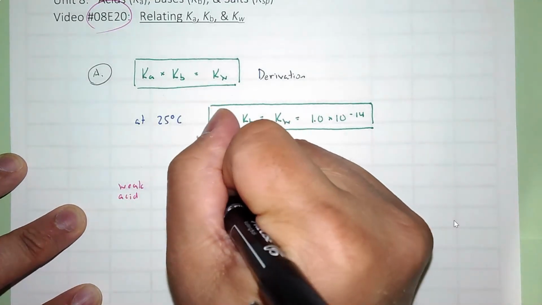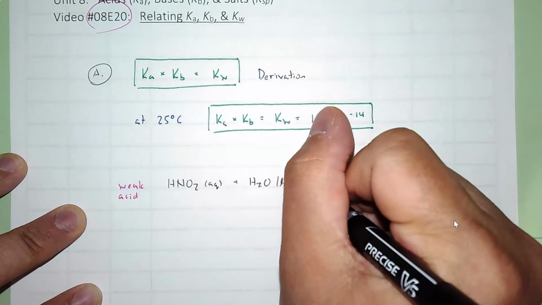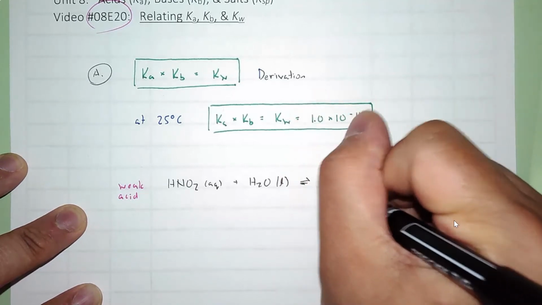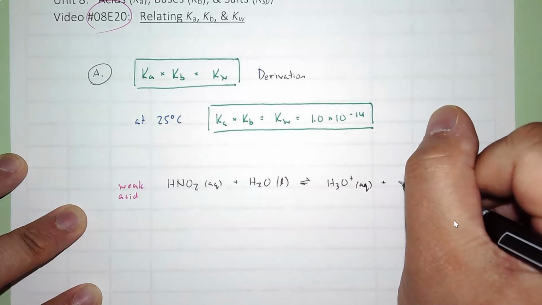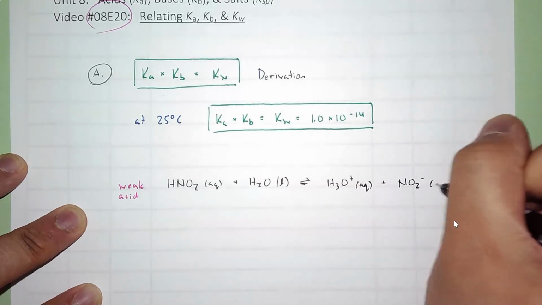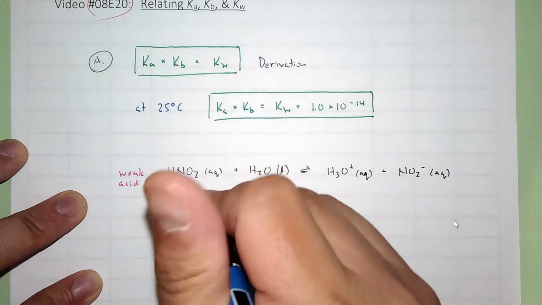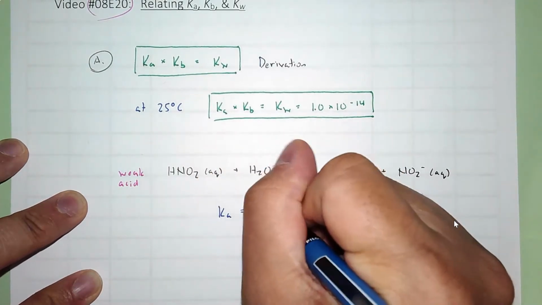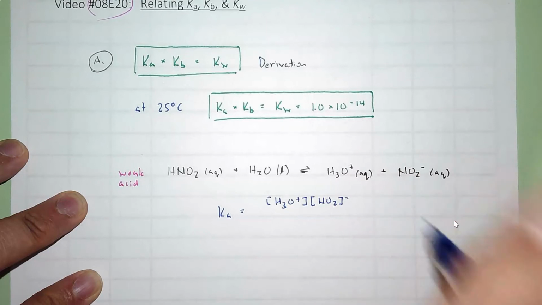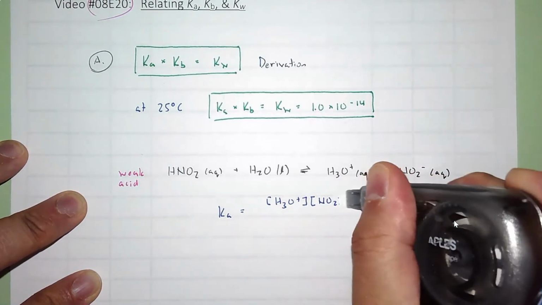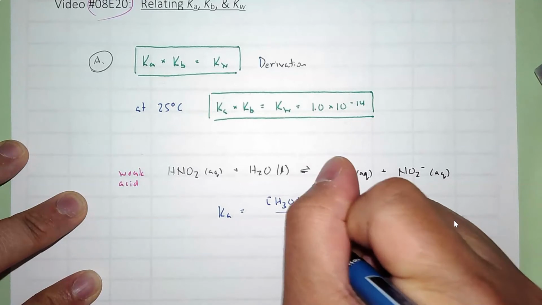I'll just label this weak acid. HNO2 aqueous plus H2O liquid goes to H3O plus aqueous plus NO2 minus aqueous. Now, we have a Ka for this. The Ka equals the concentration of H3O plus times the concentration of NO2 minus, over the concentration of HNO2.